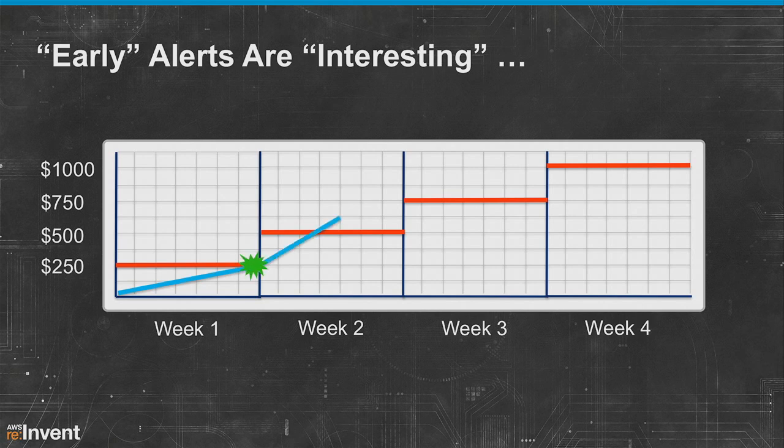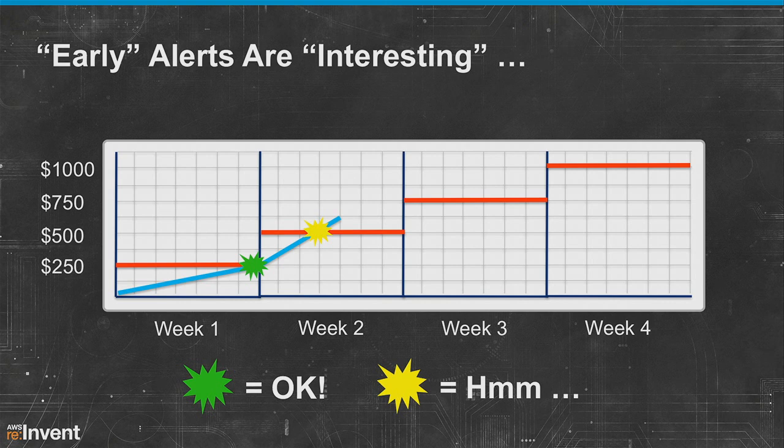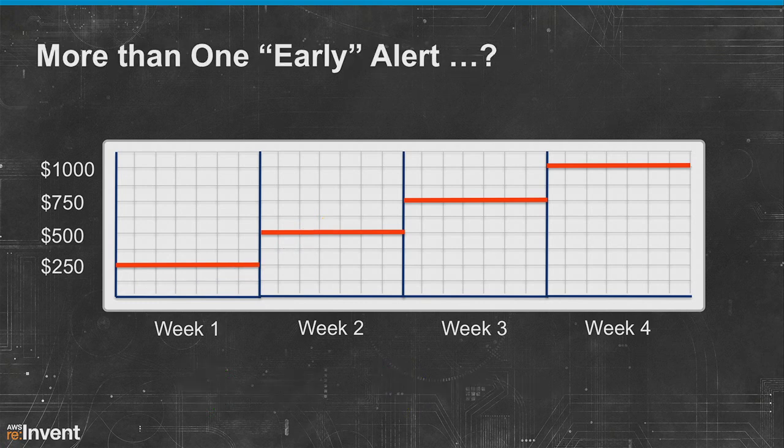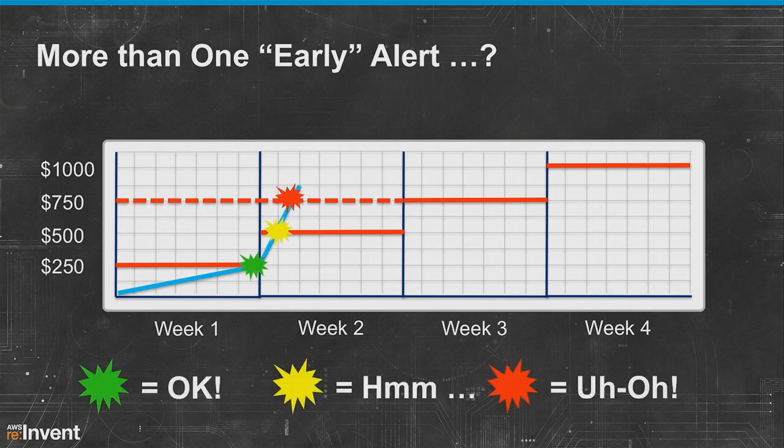Now, early alerts are what are interesting. So you get to day 7, you're breaking through 250, no problems. You get to day 9, you're breaking through 500, that might be something that you're interested in. More than one early alert, where you're breaking through 250, 500, 750, remember, that alert that's right there, that's something that you might want to go and look at. And you want to do this before the end of the month, right?